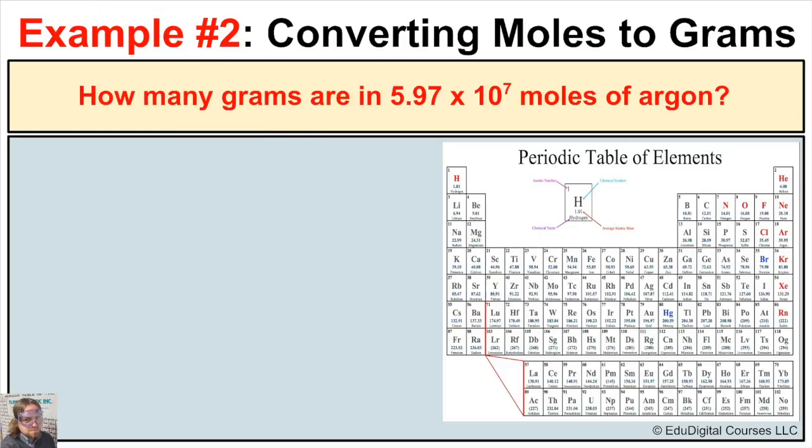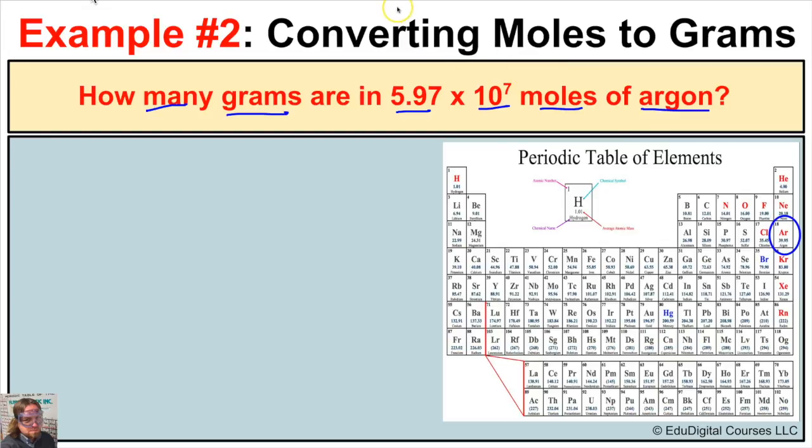In this second example, it says, how many grams are in 5.97 times 10 to the 7th moles of argon? So let's read that one more time. How many grams are in 5.97 times 10 to the 7th moles of argon? So in this problem here, it looks like we're talking about argon. So let's go ahead and find argon on our periodic table, and we see that it's right here.